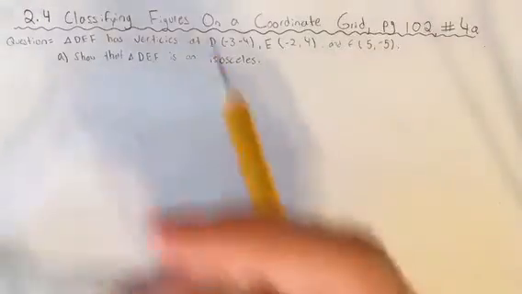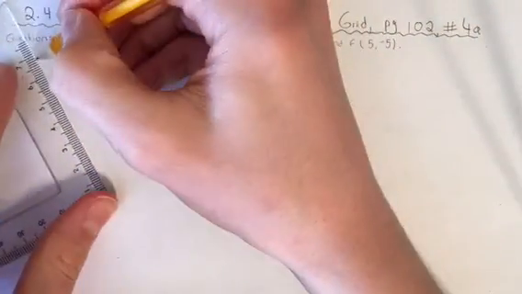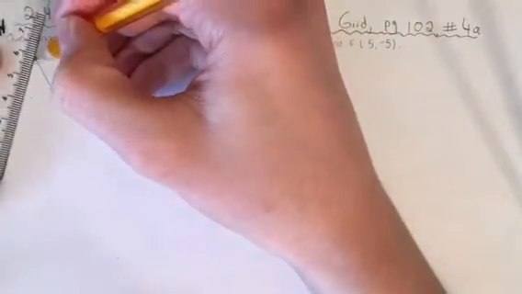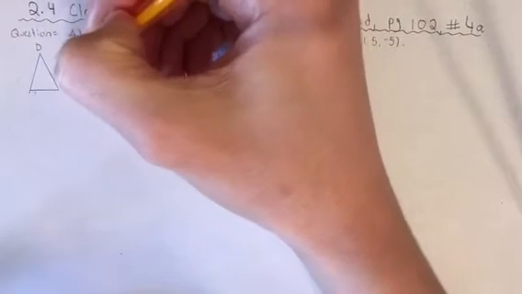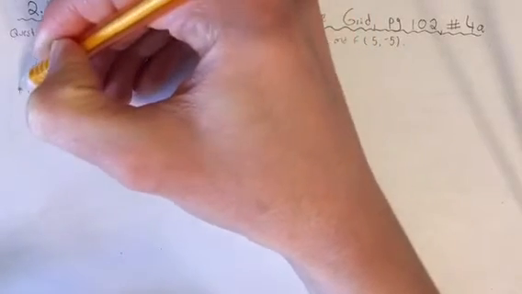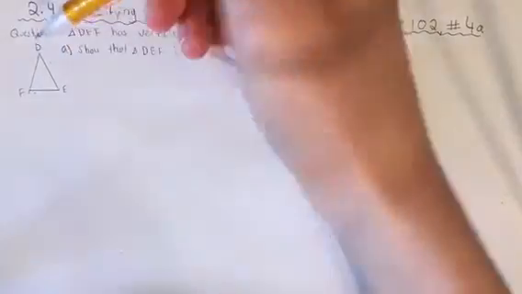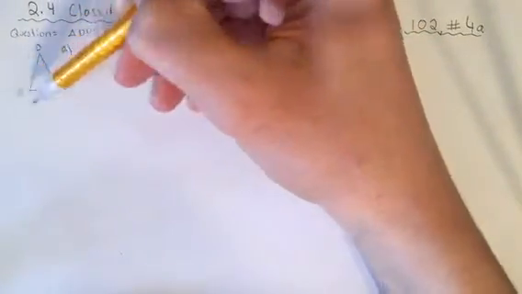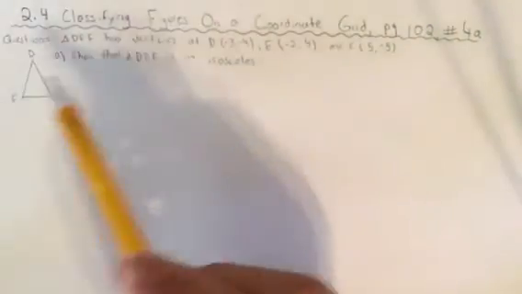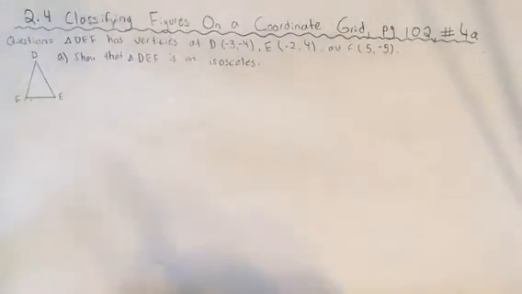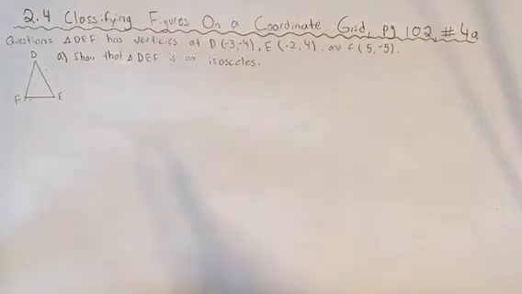First we'll draw out our triangle. We know an isosceles triangle has two sides that are the same and two angles that are the same. So that's what we're looking for when we find our answer. If this is our triangle with vertices D, E, and F, we need to find the distance between D and E, D and F, and E and F. Once we find the distances, and two of them are the same and one is different, then we'll know that triangle DEF is an isosceles.